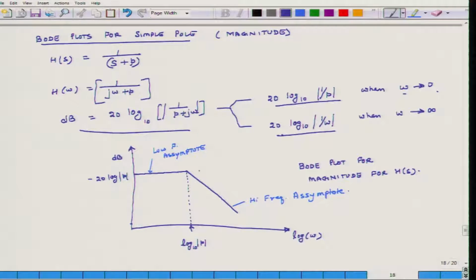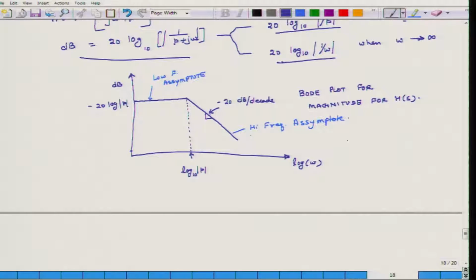So, this is the asymptotic response. The Bode magnitude plot for H of s has a low frequency asymptote, which is a horizontal line, and it cuts the y axis at the location minus 20 log of p, and then the high frequency asymptote is a negatively sloped line and it meets the low frequency asymptote when p becomes equal to omega. The last thing is the slope of this line, which is negative 20 decibels per decade. Why is it negative 20 decibels per decade? We will look at it.